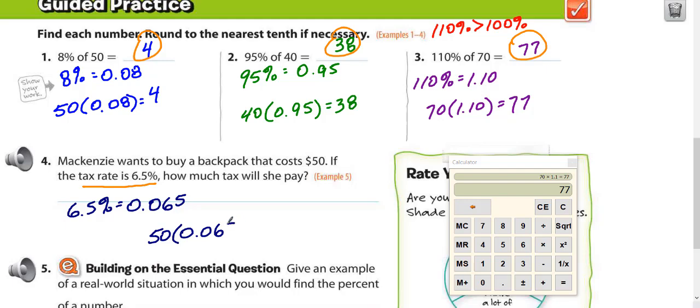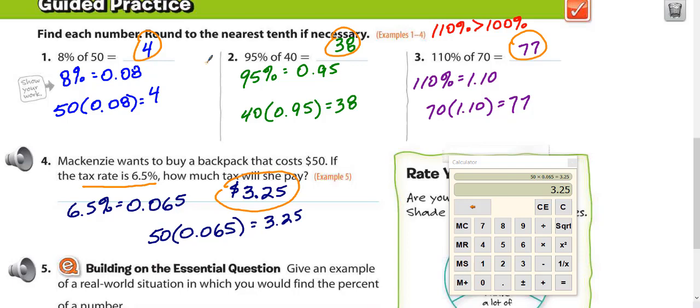Notice, even though I'm using a calculator to do this, I'm writing down my steps. Be sure you always write down your steps. That way, if you come back later and find that you made a mistake, you have a way to look at it and figure out what you did. If all you did was punch numbers into a calculator without writing down your steps, you have no idea what you did or didn't do. All right, so for number 4, the answer is $3.25.